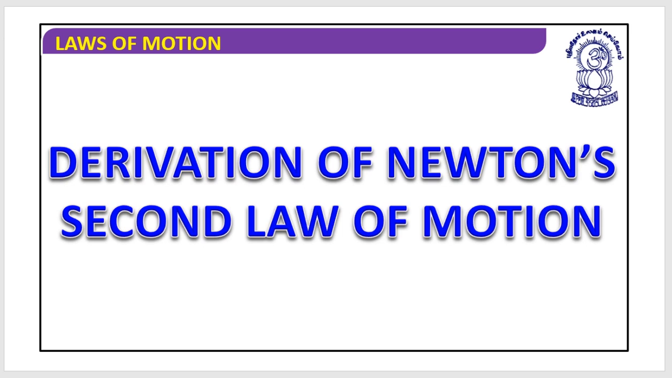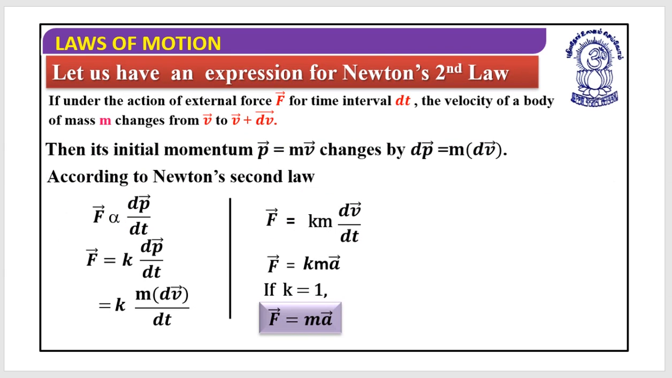So let's move to the derivation of Newton's second law of motion. Let's have a look. How could I derive it? Suppose a certain body is acted on by a force F for a time interval of dt, and within this duration the velocity of a body of mass m changes from v to v plus dv. The initial momentum p is equal to m into v. If I take the change in momentum, it is equal to m into dv, because in this case mass remains constant.